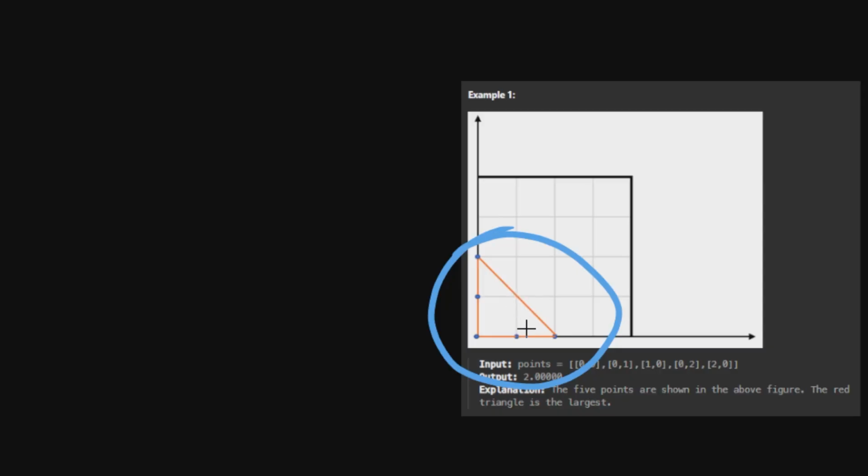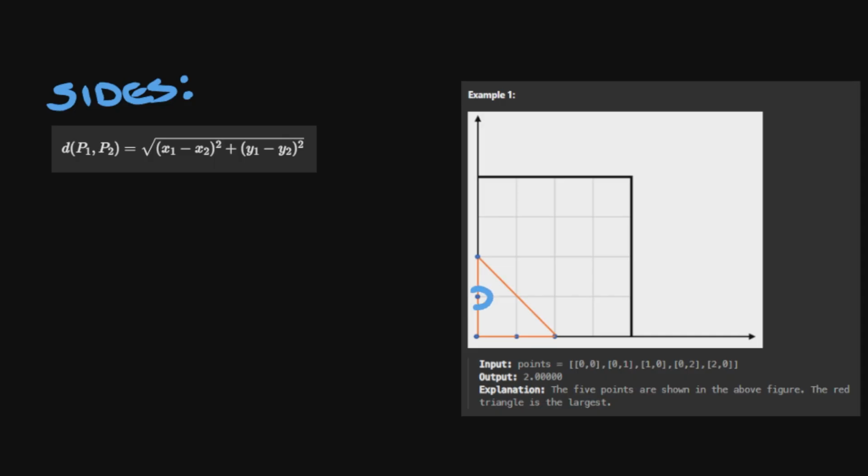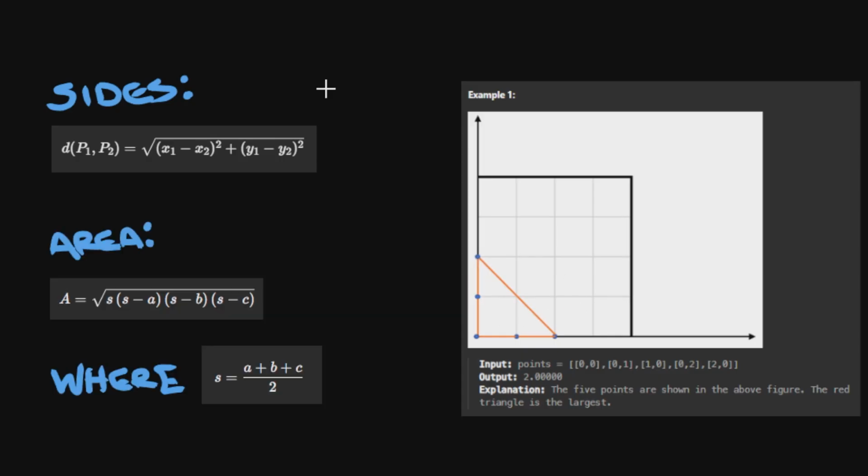We have a few formulas for this. We are given points in a plane. So first we need to get the sides of a triangle. Given 2 points, let's say this and this, we can use this formula to get this side. Once we have the 3 sides, we can get the area for the triangle with something called Heron's formula. You can Google this, but it's basically this formula.